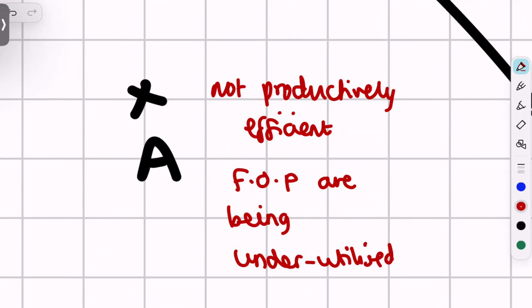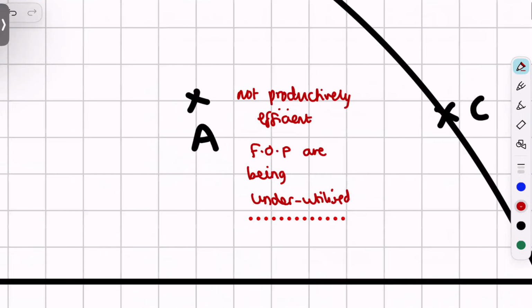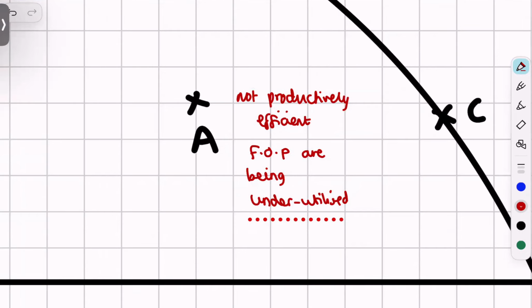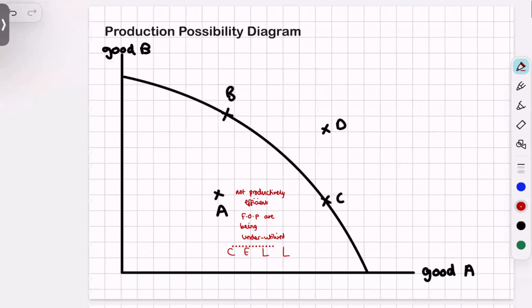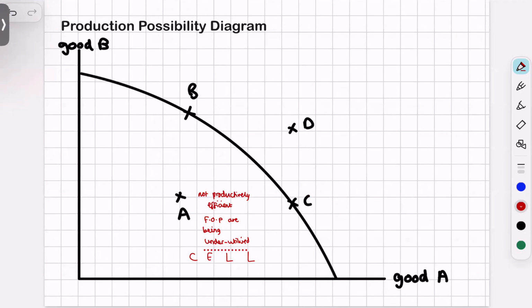Okay. What are the four factors of production? Labor, land, enterprise, capital. Okay, perfect.